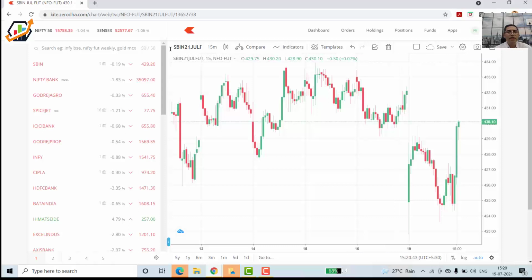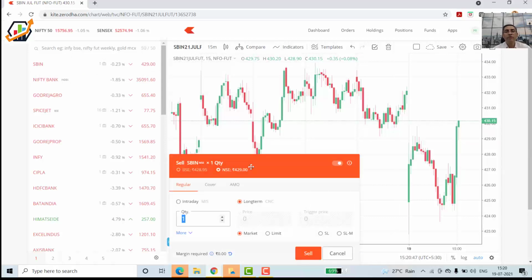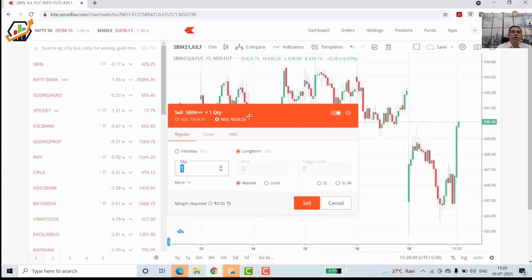Once you select exit, a sell window will open, because now you are trying to square off. Earlier you had bought, now you are selling it off. While selling also, it is going to ask you 2 things, whether you want to sell at market price or at limit price. If the price, let's say, is 430, and you want to sell at a little higher price, you can keep the price as, let us say, 430.